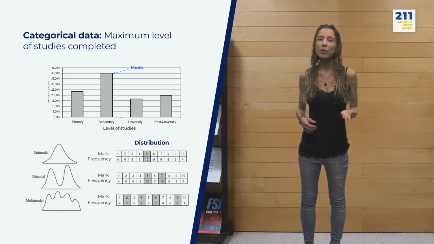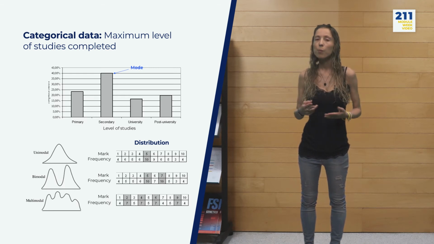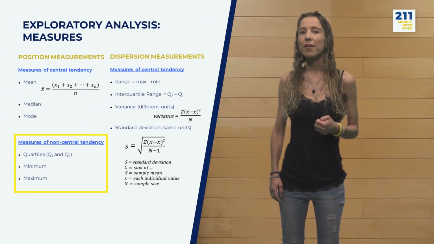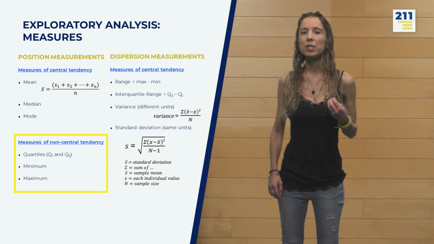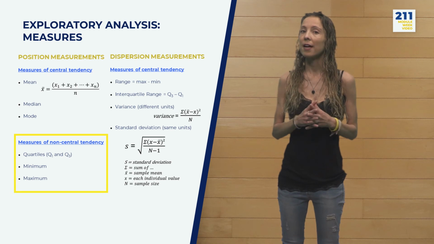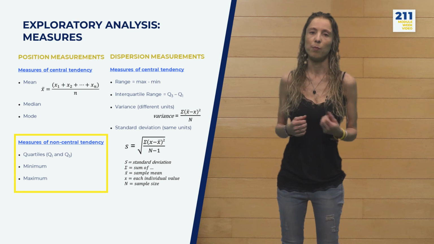So when there are 2 values with the highest frequency, it's called bimodal, and if there are more than two, multimodal. Regarding the measures of non-central tendency, there are quartiles, which tell us about the spread of a dataset by breaking the dataset into quarters, just like the median breaks it in half, and also the minimum and the maximum value. Let's see an example. Consider the marks of the 100 students, which have been ordered from the lowest to the highest score.